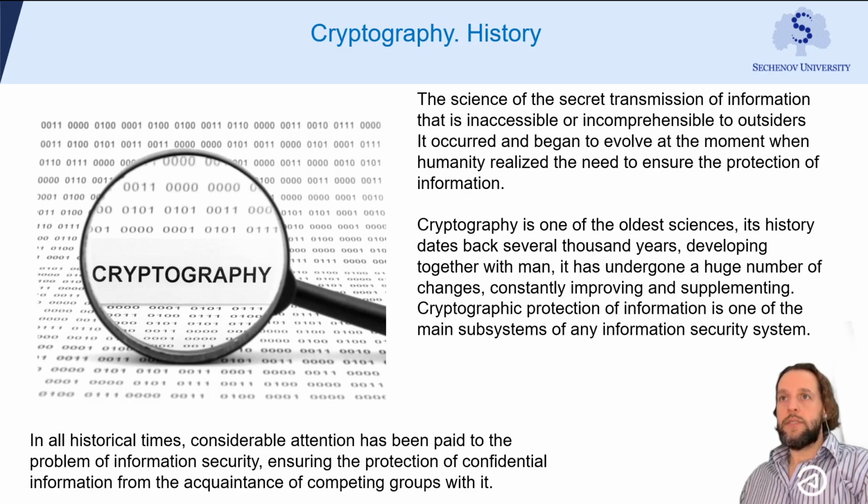The science of the secret transmission of information that is inaccessible or incomprehensible to outsiders occurred and began to evolve at the moment when humanity realized the need to ensure the protection of information. Cryptography is one of the oldest sciences, and its history dates back several thousand years. It was developing through history, and it was always required.